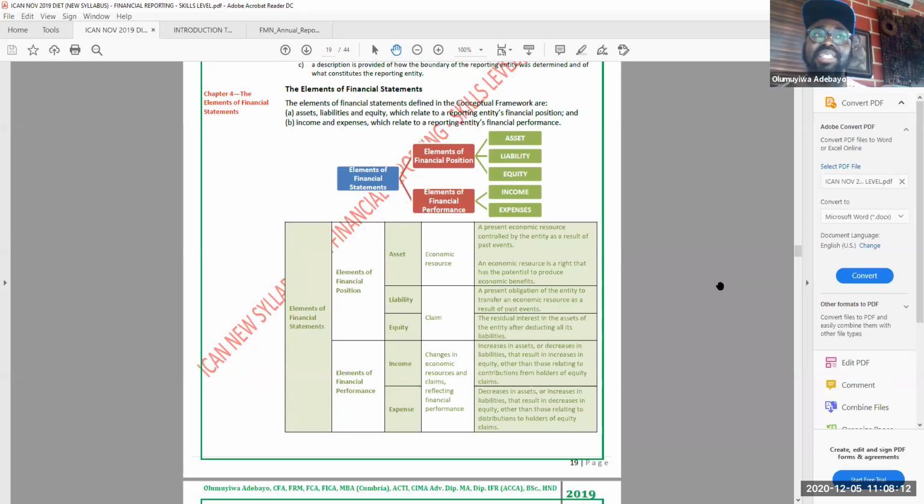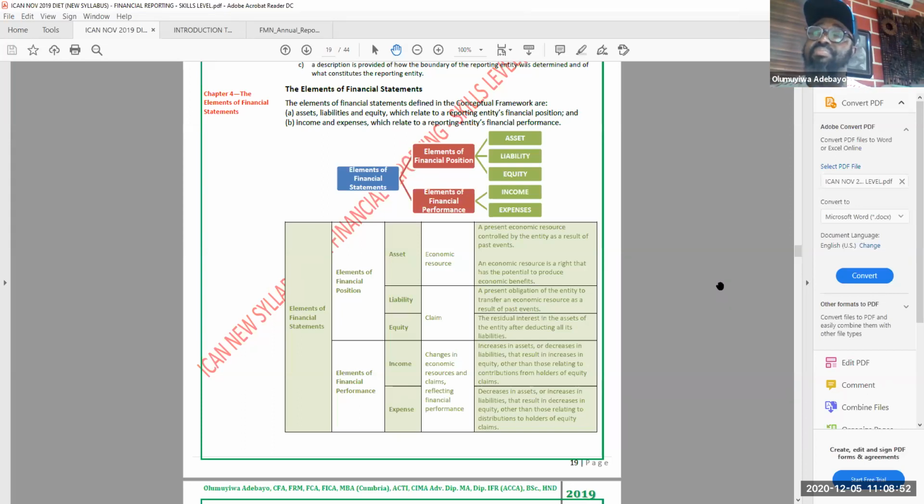And that's why we describe it as a present economic resource that is controlled by an entity as a result of past events. And I'll break it down into those factors you need to look for. Similarly, liability, we said is a claim. But a claim of what? Is a claim over the assets of a company. Whereas equity is a claim over the net assets. One is claim over the asset, which means by the time you default, the asset will be used to settle it.